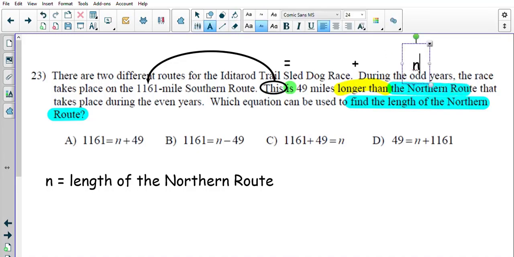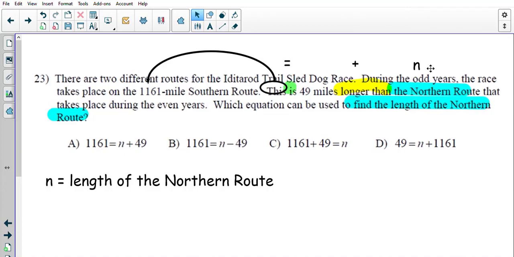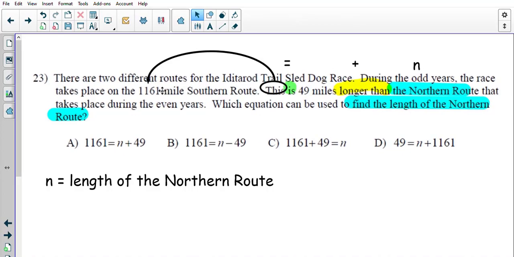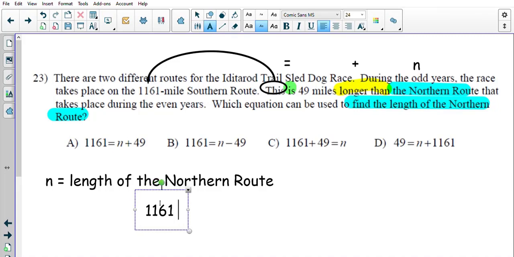So let's break this down. Let's take out all that extra information that we don't need. So 1,161 is 49 miles longer than the northern route. Let's write that: 1,161 equals 49, longer than is plus, our northern route, which is n. Let's go back and see if any of these match this. Letter A, yes, this one does match. Now, it's written as n plus 49, but remember addition is commutative, so choice A is the correct solution.